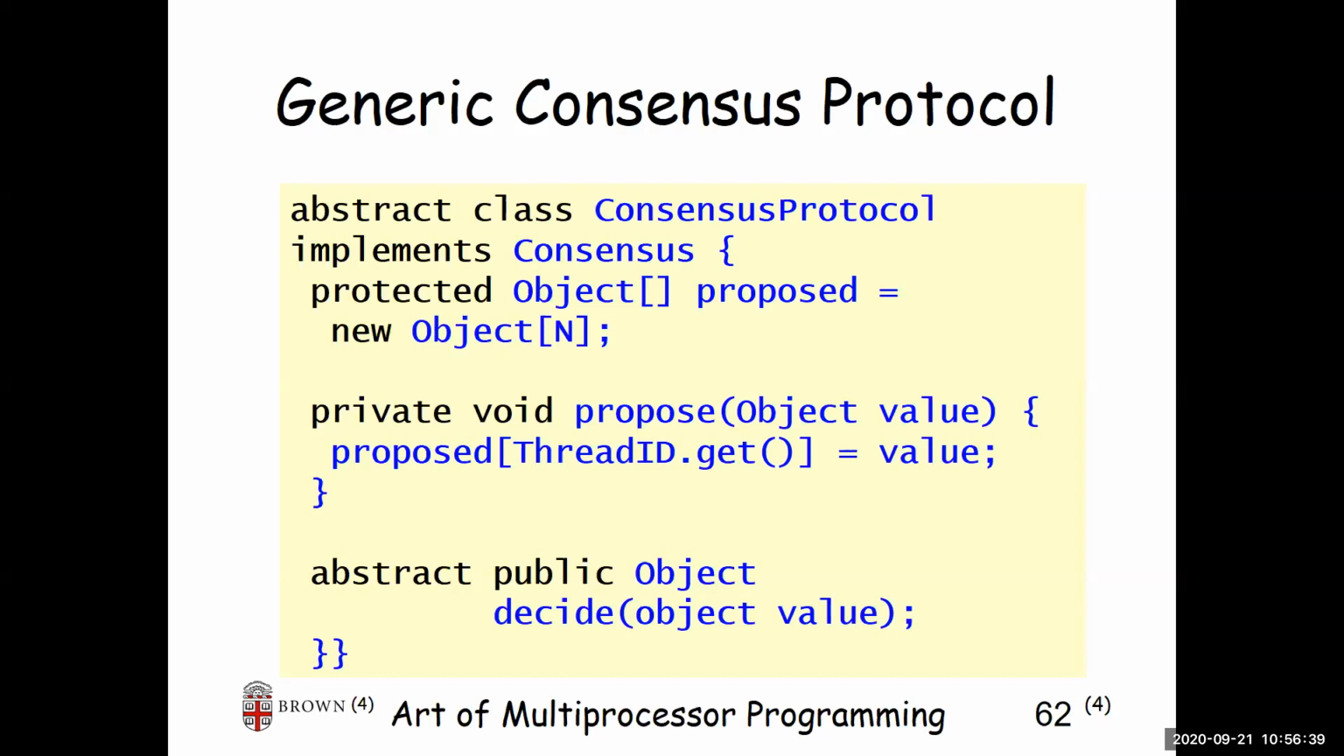So let's consider this consensus protocol class, this abstract class. It's going to implement consensus, right? And it's going to have an array of objects that are proposed, where n is the number of threads, and it's going to have a private propose method, and that's going to take a value, and we're going to assign a value to that array. Actually, I think this is an error, right? If you wanted to take this class and implement it and use the propose method for anything, you wouldn't be able to, right?